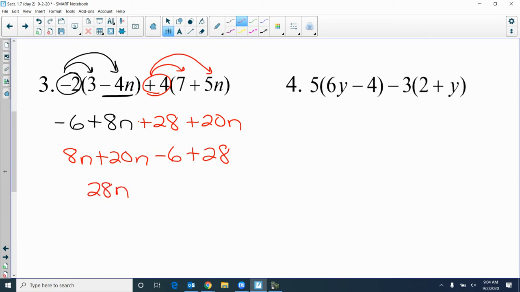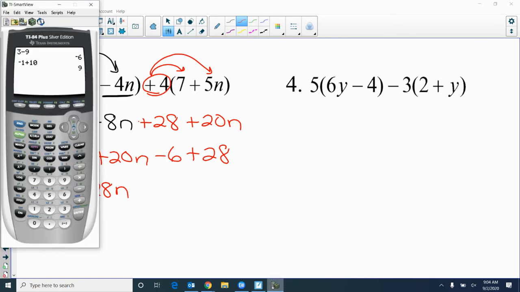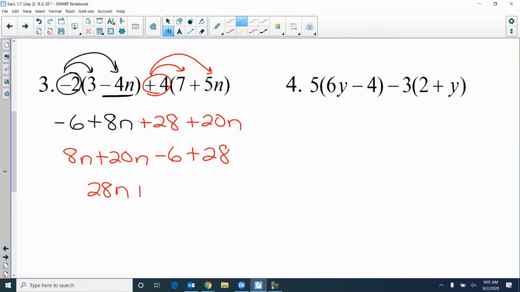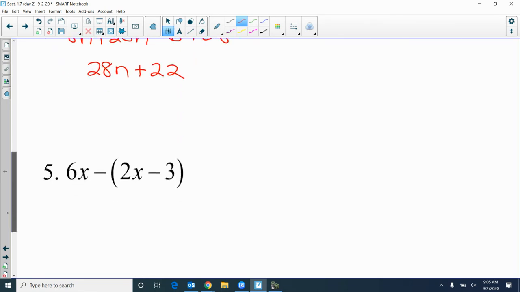All right, you have negative 6 plus 28. Mentally think what it is. If you're not 100% sure, then boom, hit enter. All right, Samantha, what's negative 6 plus 28? Yep, 22. So is it plus or minus? It's a positive. So positive 22. Positive 22. Okay, for that one.